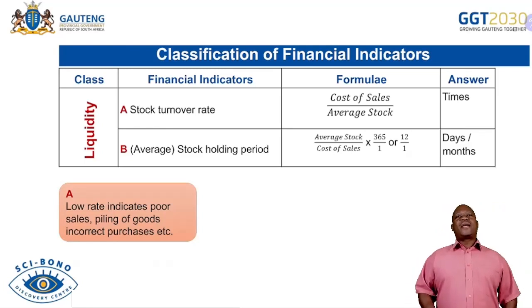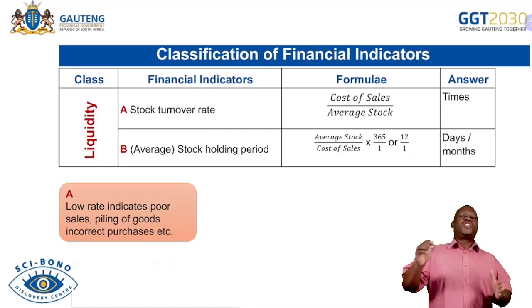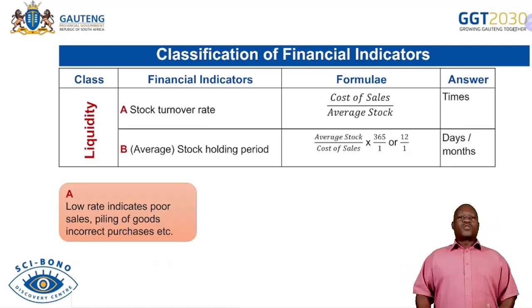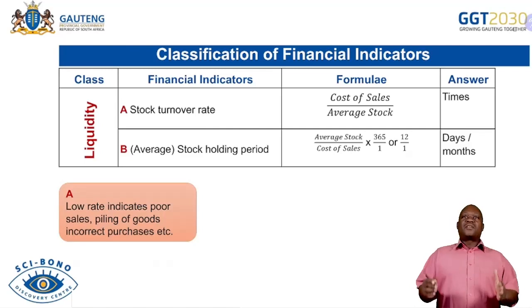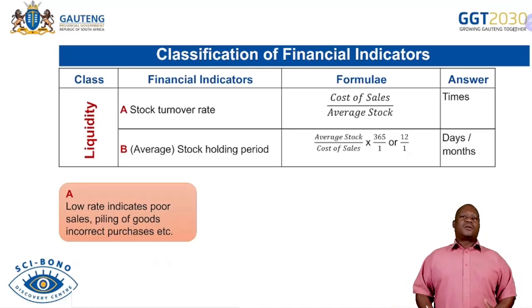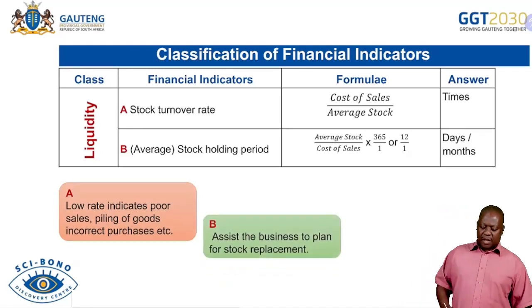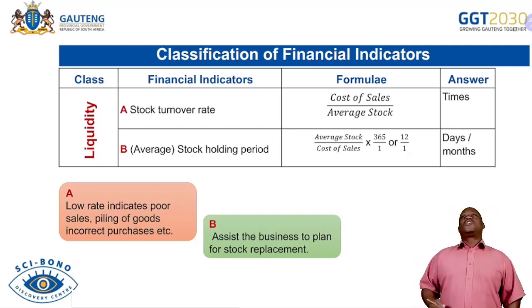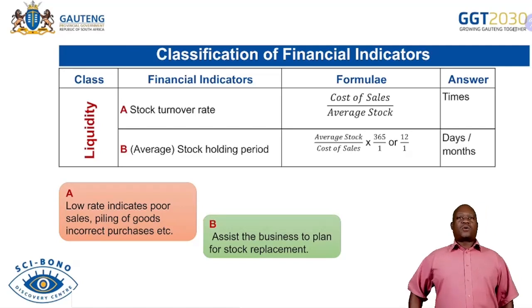And then we move on to the stock holding period. This is looking at the period that we are taking in order for us to be in a position to finish the stock that we are having. So it means now, if we are having stock that is worth 200,000, how long are we going to finish that stock? Stock holding period. Now, the stock holding period assists the business to plan on stock replacements. When do we replace stock?